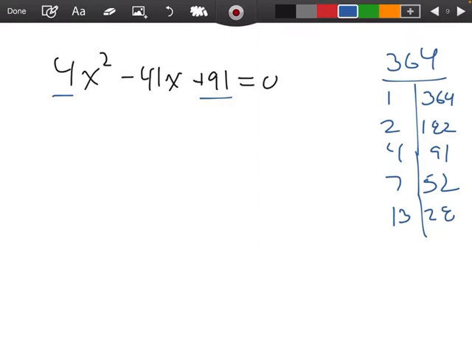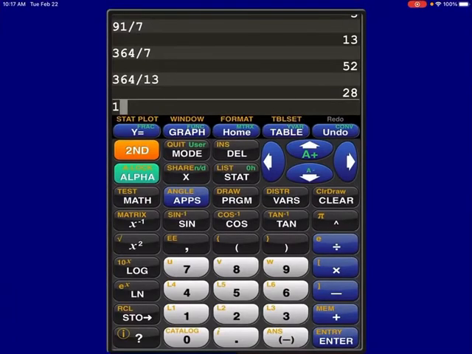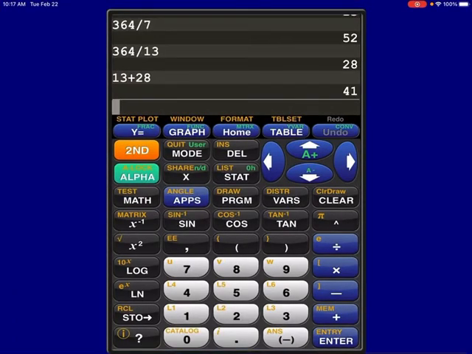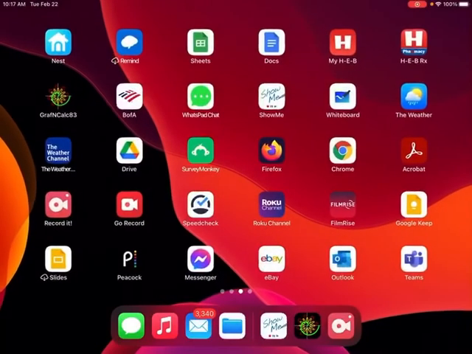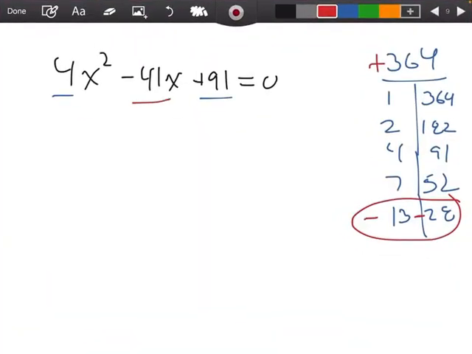Okay, so I can probably keep going, but I'm going to stop right here because I want you to notice when I multiply these two numbers, if I make them both negative, I'm still going to get a positive 364. And if I add those numbers together, let me grab my calculator again. What's 13 plus 28? 41. So if I make them both negative, that gives me negative 41, right?